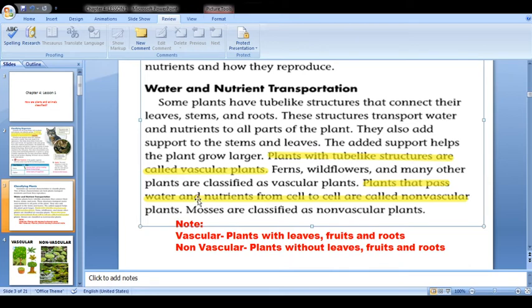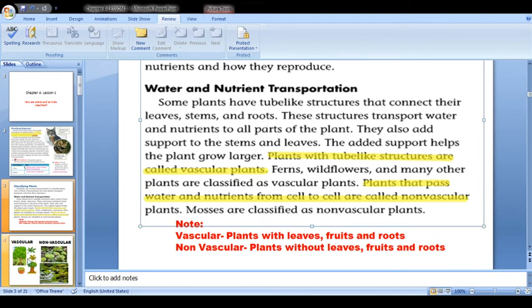One plant has a cell, another plant has a cell. From cell to cell, they send the nutrients. Nutrient is the energy, the food. That's called non-vascular. And how do non-vascular plants look? These plants do not have leaves, fruits and roots.